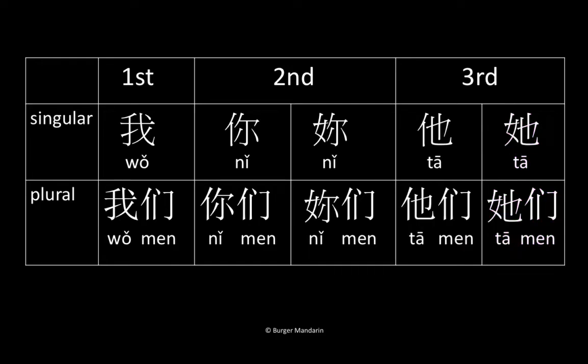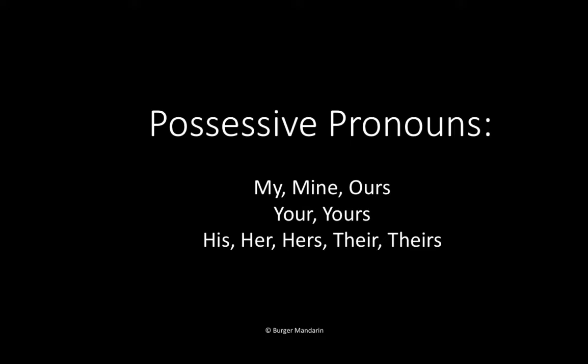So let's review again the personal pronouns. 我, 你, 他, 我们, 你们, 他们. I, you, he or she. We, you, they. Next of all, we're going to talk about possessive pronouns in Mandarin Chinese.